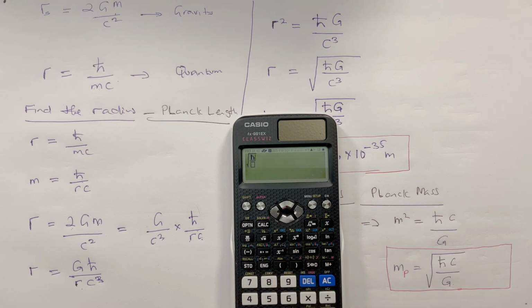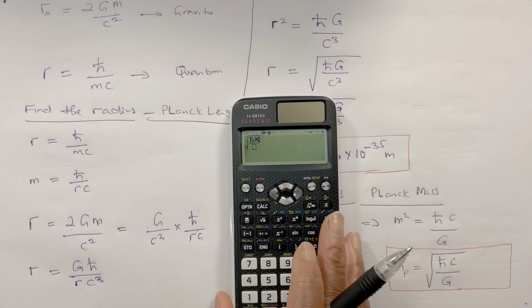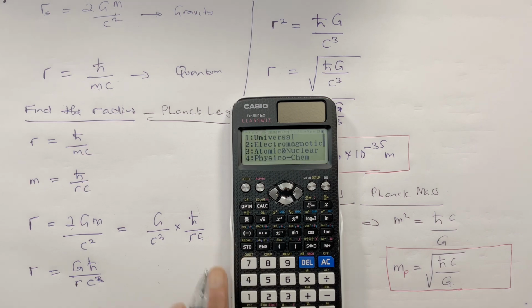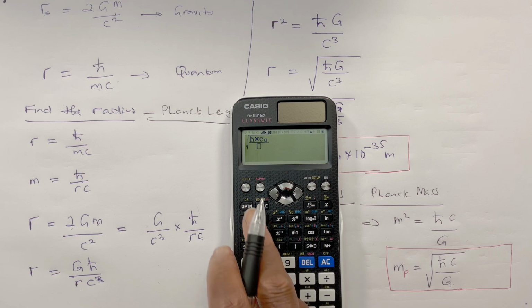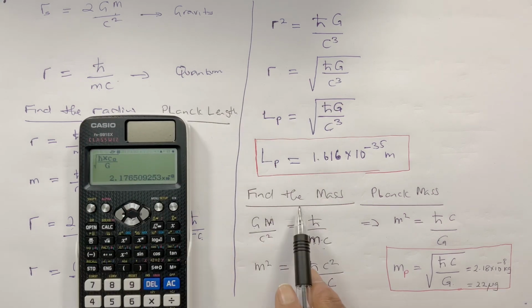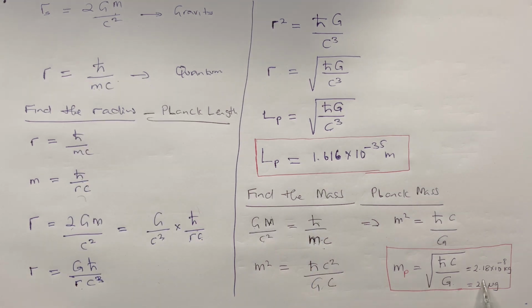And then we want to times it by the speed of light in vacuum. Again, shift, universal constant, which is 1. Speed of light is 3 there. And bring the arrow key down and find big G. So shift, universal constant 1 and 7. So that's that. We press equals. Right. So the mass will be equal to 2.18 times 10 to the power minus 8 kilogram, which is roughly equal to 22 micrograms. So that will be the mass, and this mass is called the Planck mass.